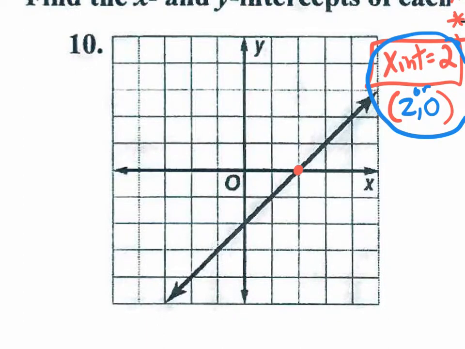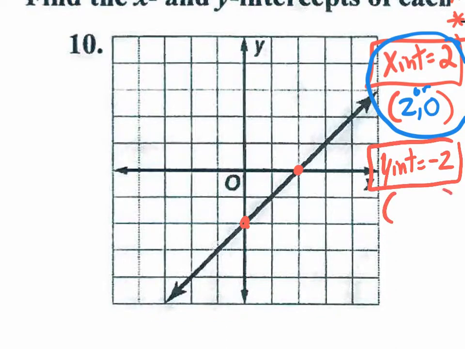The y-intercept obviously is where your line crosses the y-axis. So here's your line, it crosses the y-axis right there at that location. So you would write the y-intercept is -2, right? So that's the answer that they use in the back.